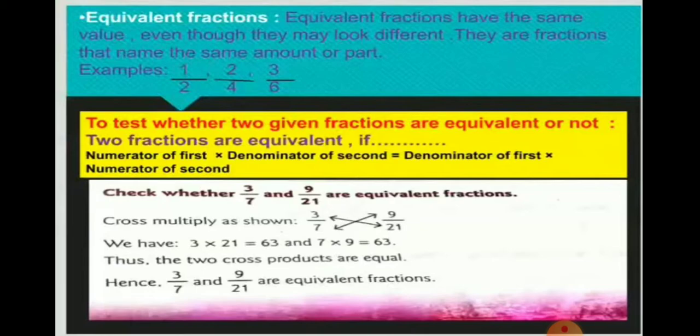So you can see we are multiplying 3 and 21, that is the numerator of the first with the denominator of the second, and then we are multiplying 7 into 9, that is the denominator of the first with the numerator of the second, and you can see in both cases we are getting 63. So yes, both the fractions are equivalent fractions.